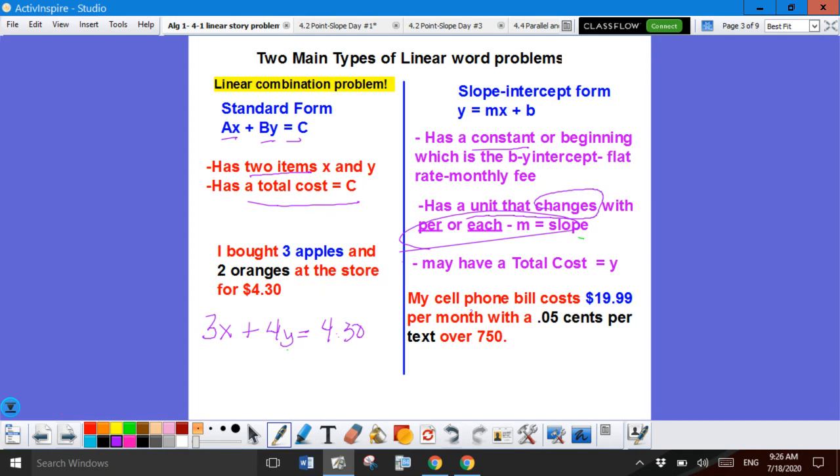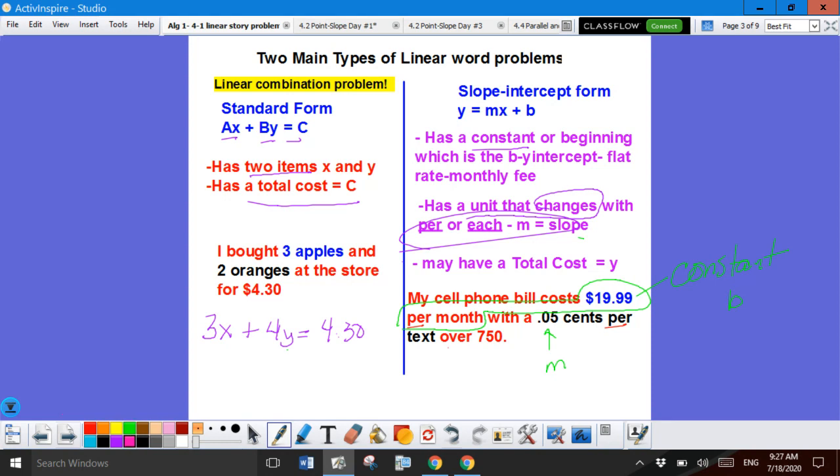So here's an example of a slope-intercept form. My cell phone bill costs $19.99 per month with a 5-cent per text over 750 charge. So this one actually has per twice, okay, which can be kind of confusing. But I need to realize that this one is the constant. Okay, that one does not change. The 5 cents per text over 750 does change. Okay, that does change. So this is going to be the b and this is going to be the m.